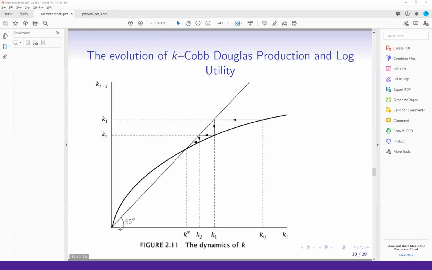And of course, if we start down here, then you can see that we're going to do the same operation, right? Suppose K0 is over here. Well, here's K1. And then let's flip K1 down onto this axis. Here's K2, et cetera. We're going to keep going until we get up here to K star from the bottom.